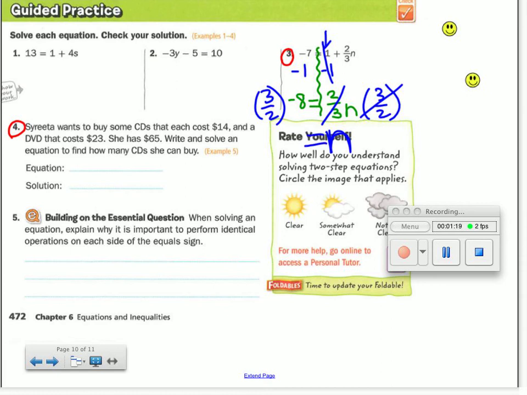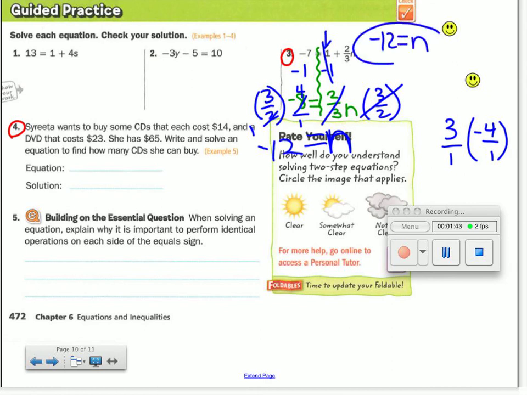Now I'm going to put an 8 over the 1. I'm going to cross simplify whenever possible. So really I'm left with this: 3 over 1 times negative 4 over 1. What's 3 times a negative 4? Would be negative 12. So this is negative 12. So your final answer is negative 12 equals n.